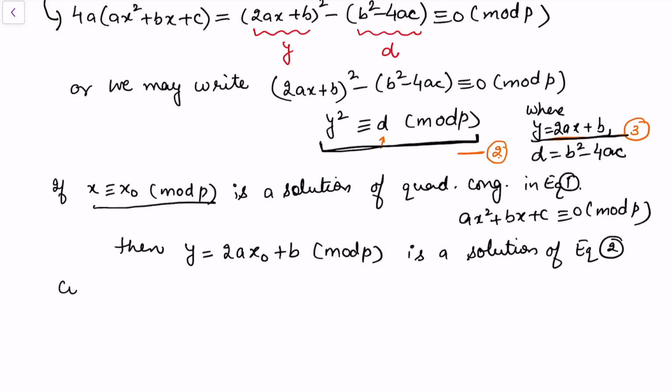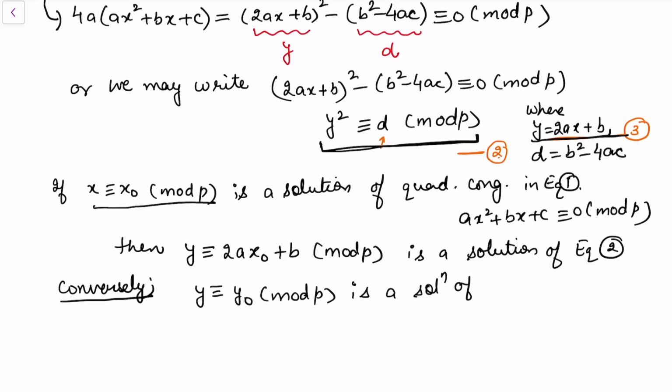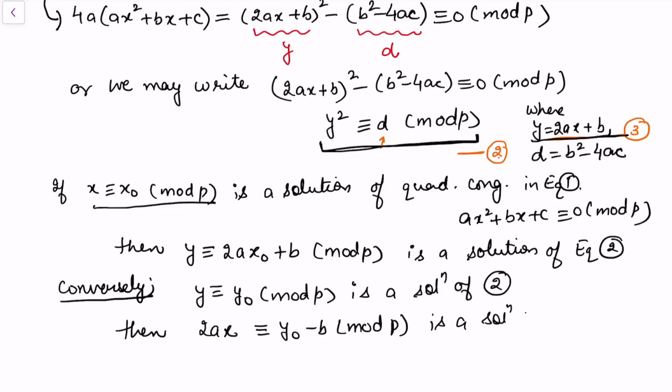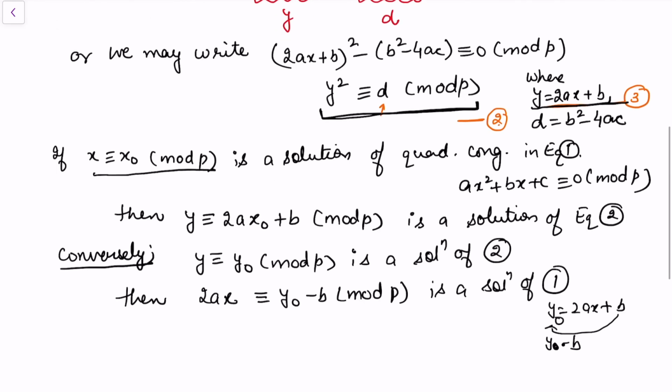And conversely, if we know that there is a solution of equation number 2, that is y congruent to y naught modulo p, then we can do the reverse. What is the value of y? 2ax is congruent to y naught minus b modulo p, and this is a solution of 1. Because y was 2ax plus b, you simply substitute y naught and take b to the other side. So this becomes y naught minus b equal to 2ax.